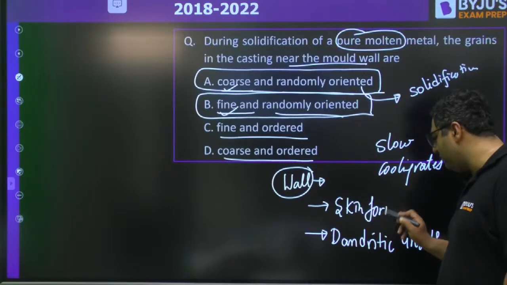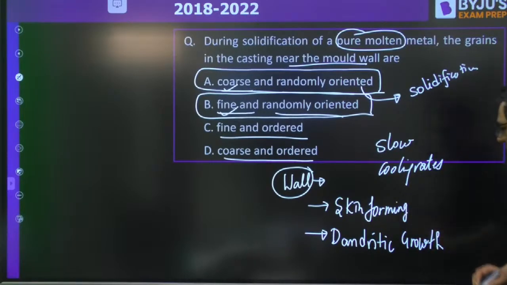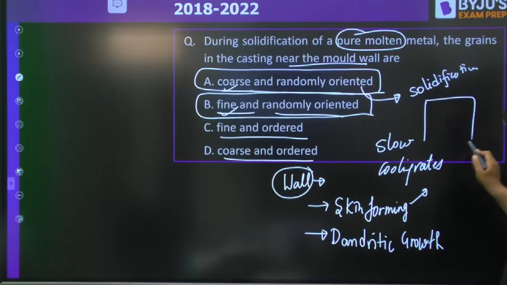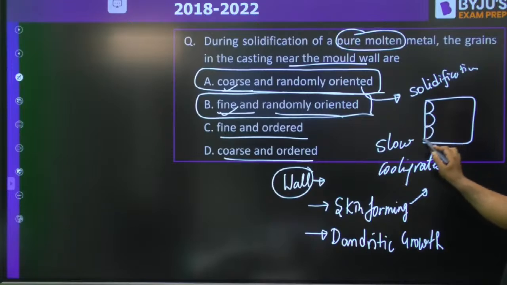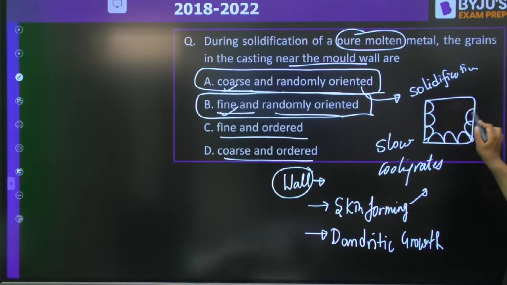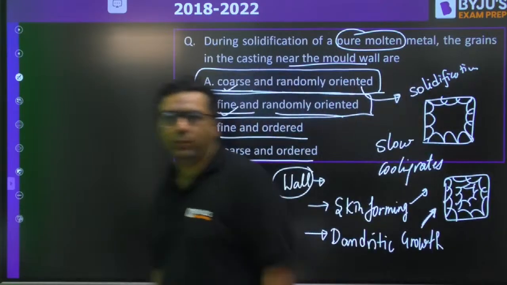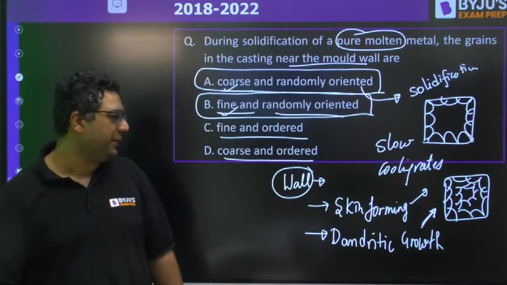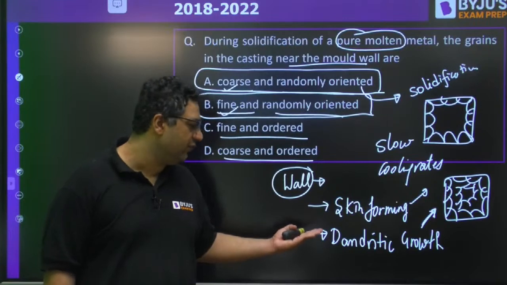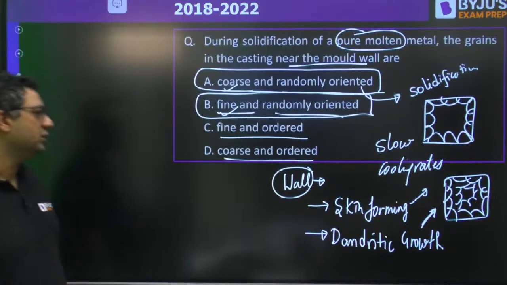So when we are going to have the ideal solidification, skin forming, like this is the cavity. Solidification fronts are coming from the corners and moving towards the center. And in dendritic growth, everywhere a new nucleus is going to start. A new nucleus is getting started, a new solidification front everywhere. So then you get dendritic growth. Both the cases will be random only. That depends on pure metal, you will get skin forming. And if you have impure, you will get dendritic growth.